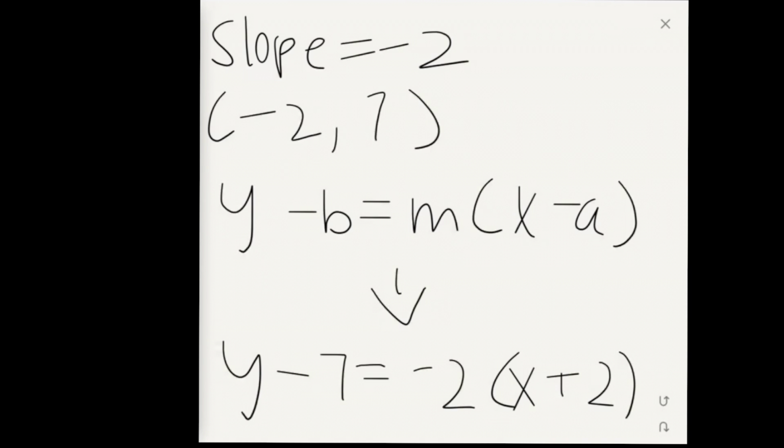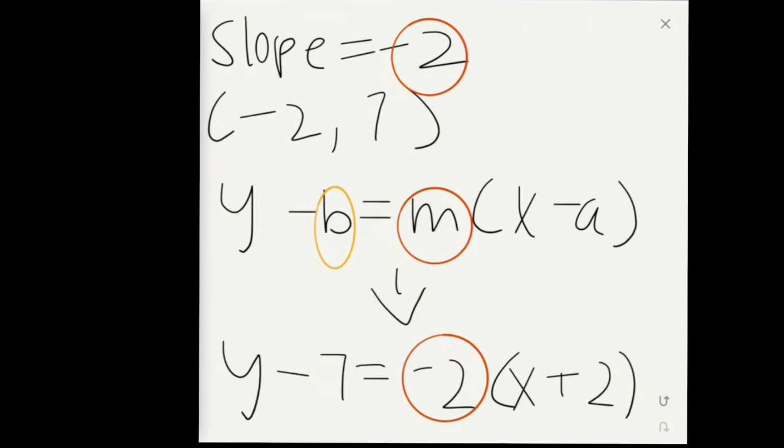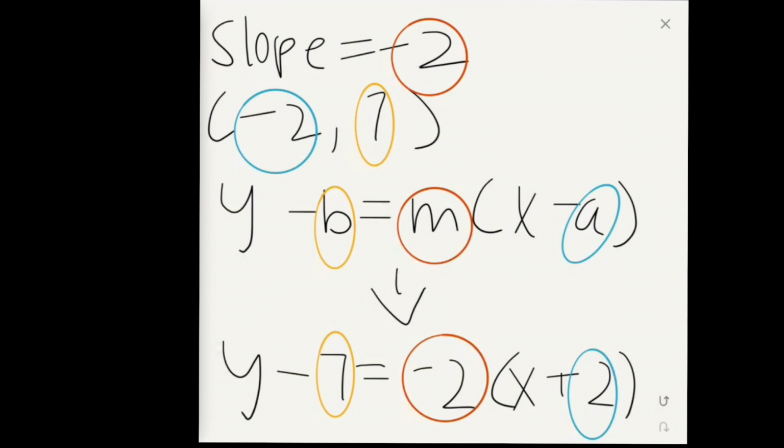Try it again. So as you can see, I took the value of slope, which is -2, and as we know, m is slope, so therefore we replaced m with -2 in the equation. Same for b. B is 7, so we replaced it with 7 in the equation. And a, which is x value -2, we replaced it in the equation.